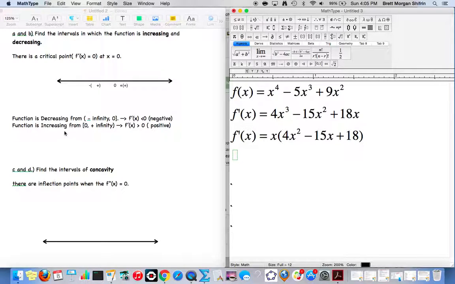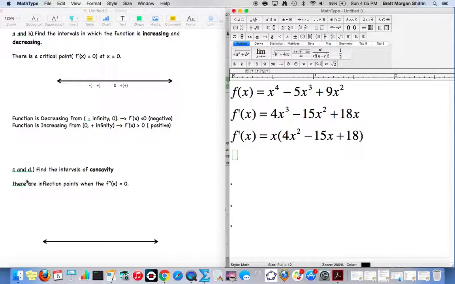We've already found when it's decreasing and when it's increasing. And so now we want to talk about concavity. Concavity is looking at the slope function. When is the slope function positive? When is the slope function negative? And we're looking at when it changes.